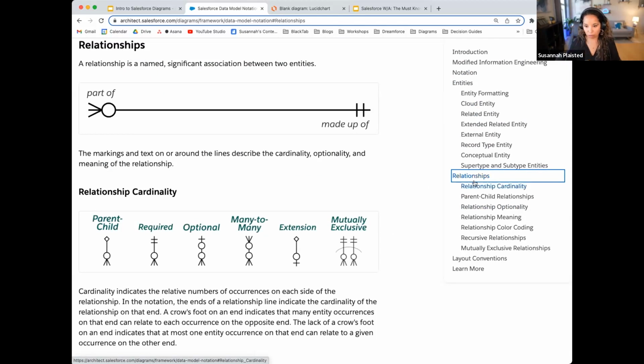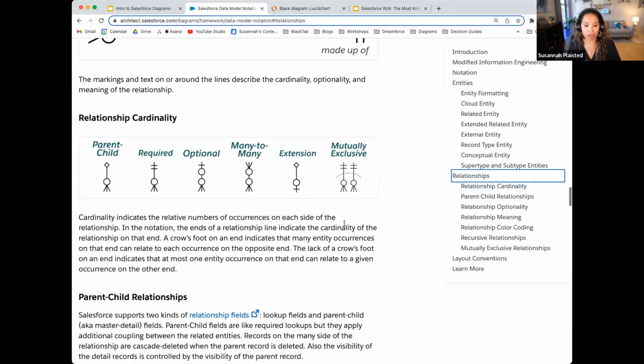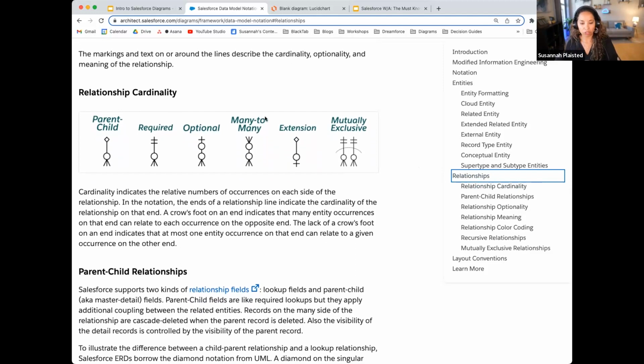So I think Matt showed some good examples of how you represent a lookup versus a master detail relationship. We tend to use this library of relationships that you can actually use in most diagramming tools out of the box. And I'll show you in just a second how to create these relationships in Lucidchart, for example. But this is an example of a cheat sheet of how to draw the proper cardinality that you're trying to represent when you're drawing your diagrams.